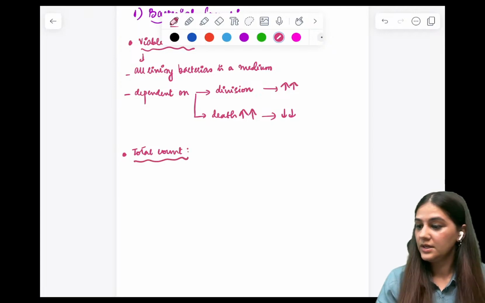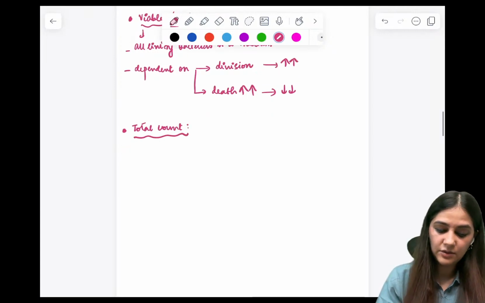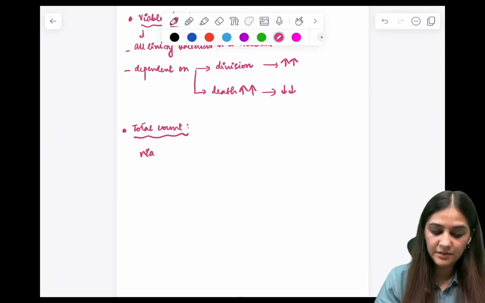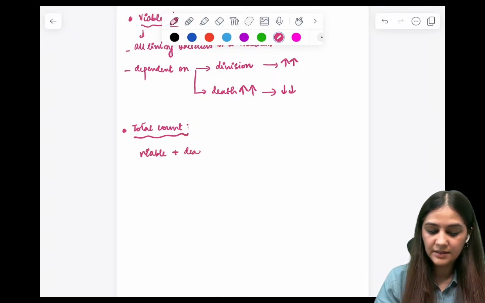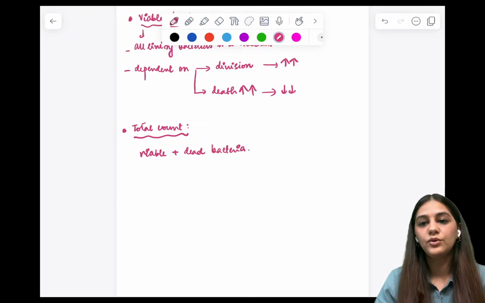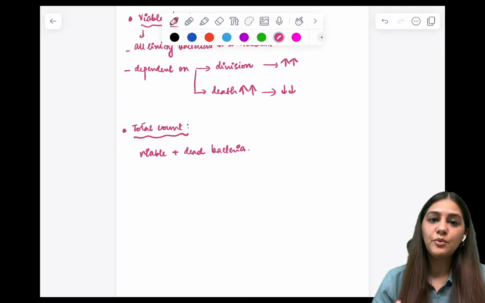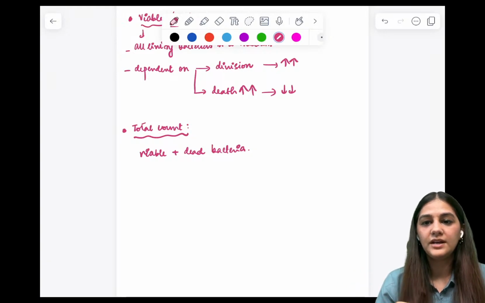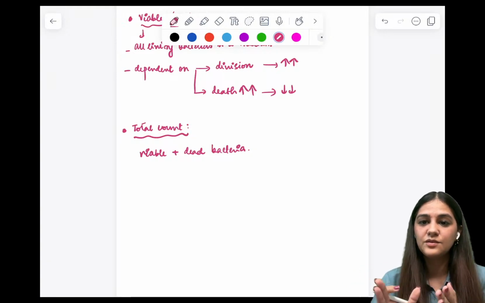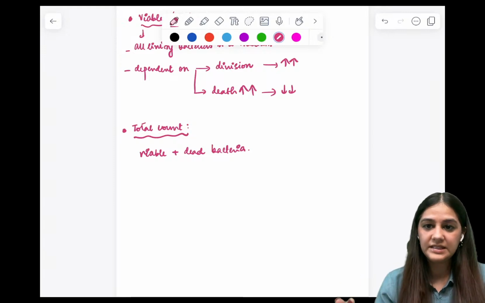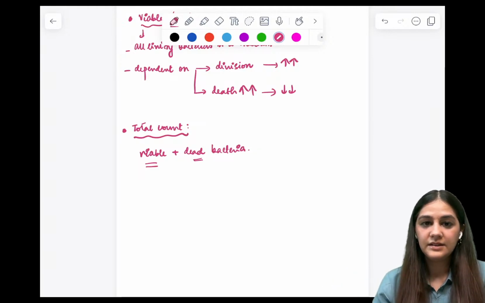So what is the total count? Total count is nothing but the total count of the viable plus the dead bacteria. So this adds up both viable and dead bacteria, right? This is also important because as we go further, you'll know in which phases of the bacterial growth curve this total count is increasing or decreasing, and that will all depend upon whether there are viable organisms or more dead bacteria in that particular medium, right?